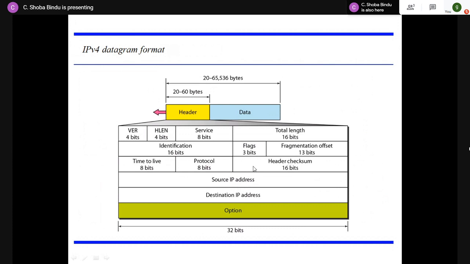And the next 16 bits specify the checksum. Here the checksum is calculated only on the header, not on the entire packet.